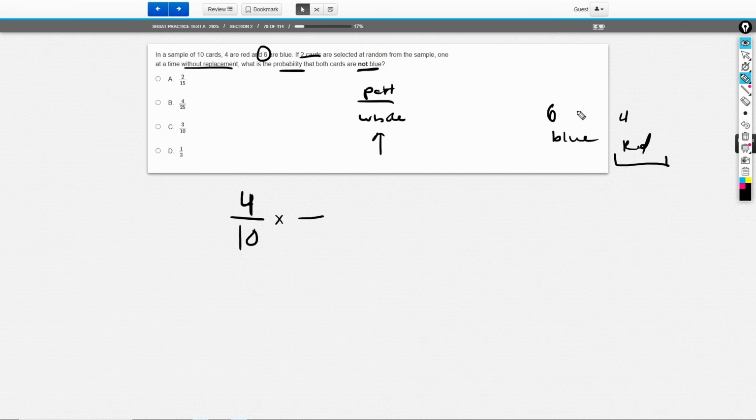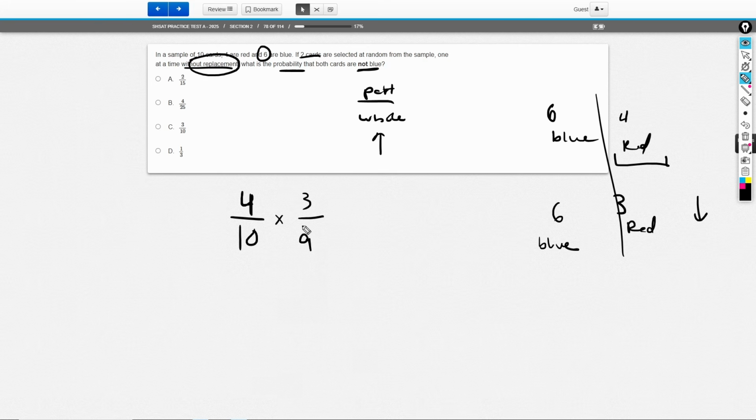So if I go ahead and I select a red card, right? I now have 3 red cards in the bag and 6 blue cards in the bag. Why? Because I didn't replace it. Once I had selected the red, I didn't put it back in the bag. So now the number of reds has changed. It's actually decreased. So now the probability of getting another non-blue card, another card that isn't blue, aka another card that's red, is now 3 over 9.